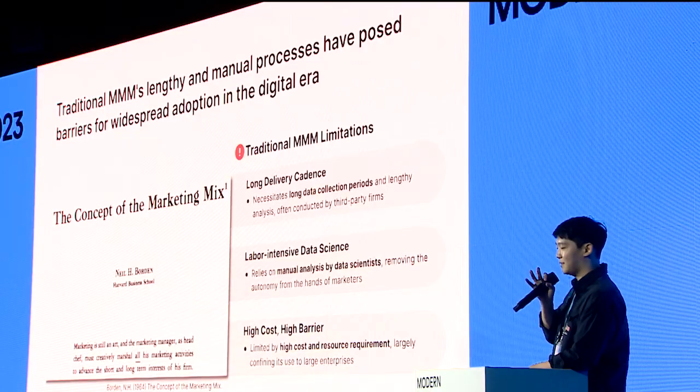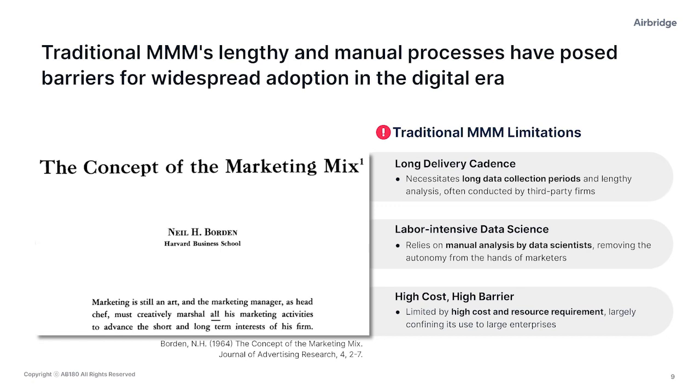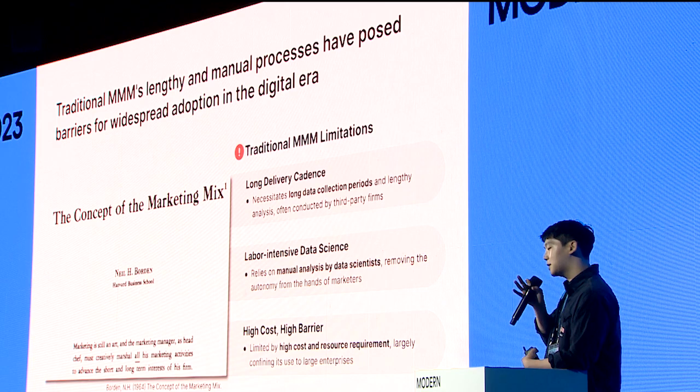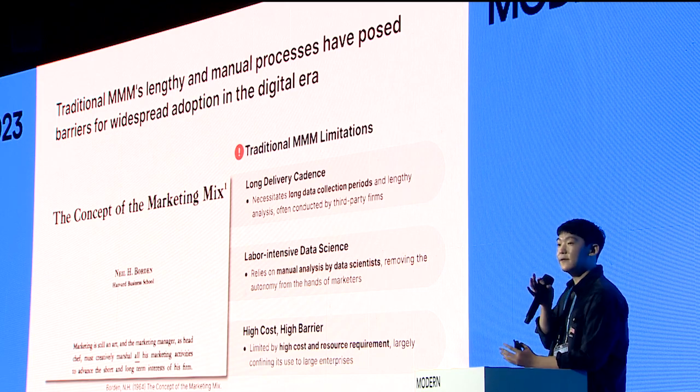So I mentioned briefly that MMM has been around since the 1950s, and you might be wondering, well, why hasn't it been adopted in the digital marketing sphere now? Well, despite its potential, traditional MMM practices have three key limitations that have hindered its wide adoption in the fast-paced digital marketing landscape. First, these models were traditionally developed and executed by third-party consulting firms. And the process tended to be lengthy and often required a couple of years' worth of weekly or monthly data, resulting in long analysis delivery cadence.